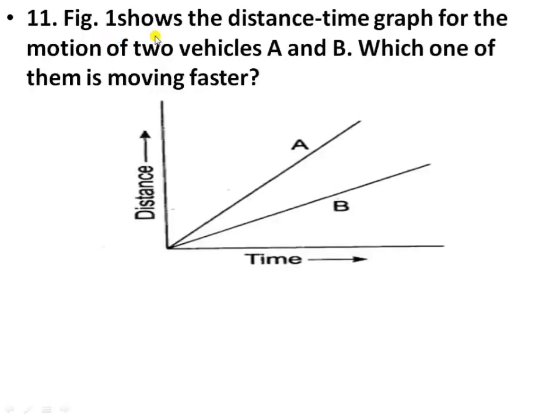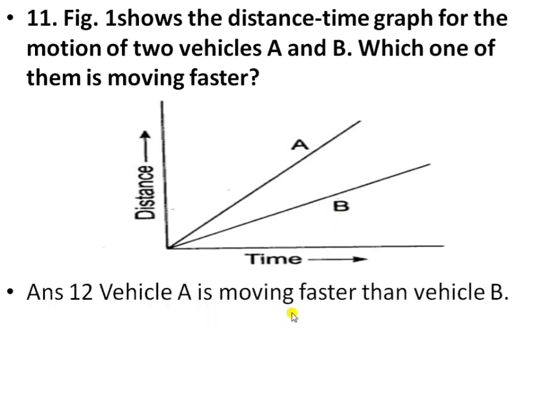Next, question number 11. This figure shows the distance-time graph for the motion of two vehicles A and B. Which one of them is moving faster? Here the slope of A is steeper than the slope of B, and the slope represents the speed. So the speed of vehicle A is higher than the speed of vehicle B. Hence we can say that vehicle A is moving faster than vehicle B, because the slope of A is steeper than the slope of B.